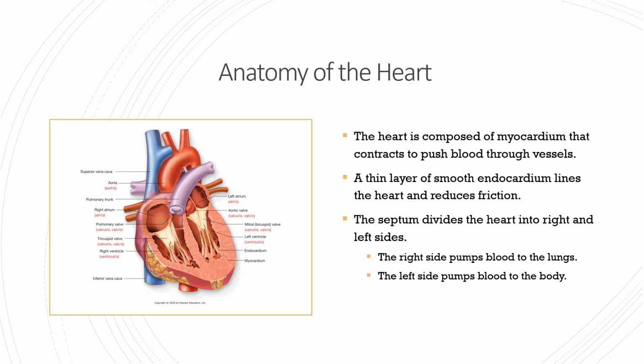Now, let's look at the anatomy of the heart. The heart is composed of myocardium. Myocardium is muscle tissue, and this contracts to push blood through vessels. There's a thin layer of smooth endocardium that lines the heart, and this is what helps to reduce friction. In the center of the heart, you have the septum, which divides the heart into right and left sides. The right side pumps blood to the lungs, whereas the left side pumps blood to the body. So you can see it's going to work a lot harder on the left side, which is why the muscle layer on the left side is so much thicker.